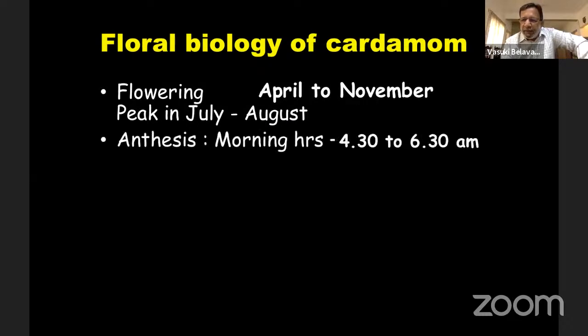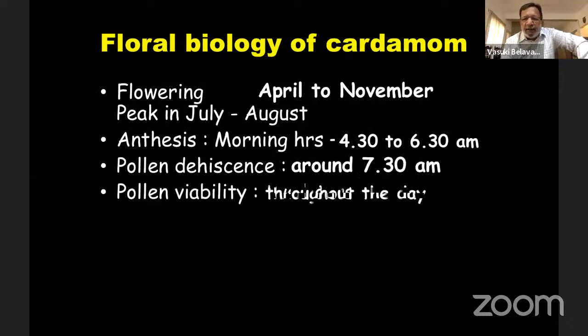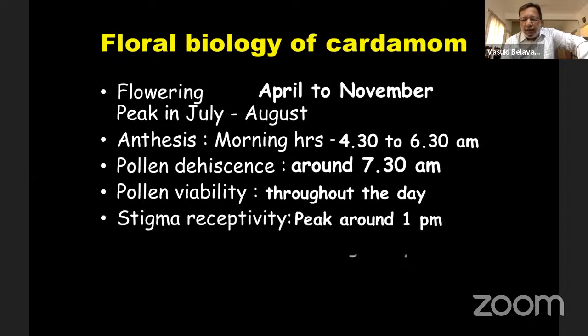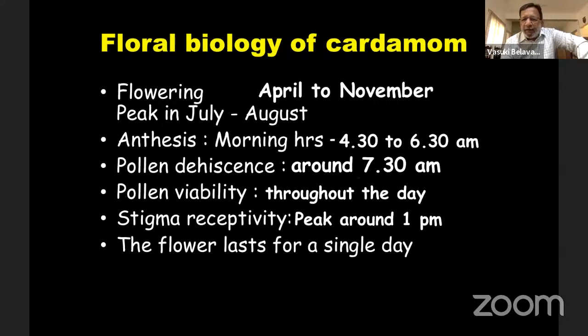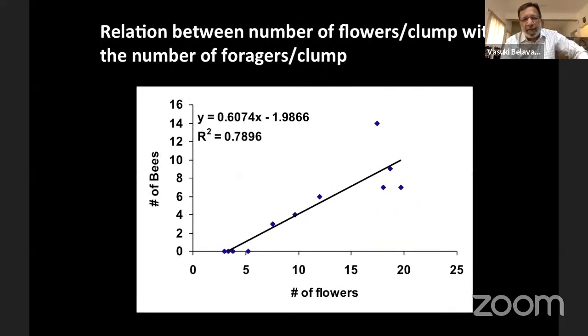Anthesis is between 4:30 and 6:30 a.m. Pollen dehiscence is around 7:30 a.m. And pollen is viable throughout the day. Stigma receptivity peaks around 1 p.m., and the flower lasts for a single day, which is the information that we already had.